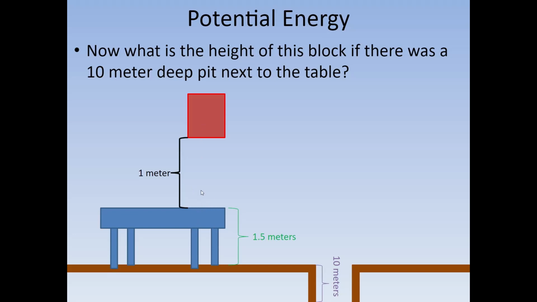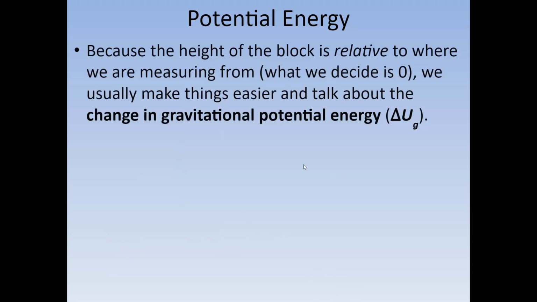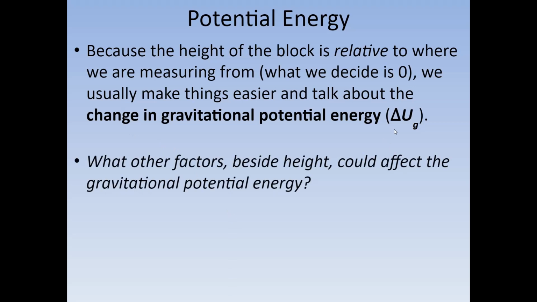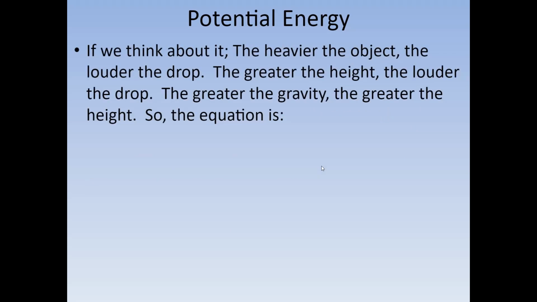That's really what we talk about when we say gravitational potential energy, because we're almost always exclusively talking about change in gravitational potential energy. Now, one question I could also ask is, besides height, what other things could affect the gravitational potential energy, and what do you think the equation might end up being? The equation ends up being this: delta UG equals mg delta y.